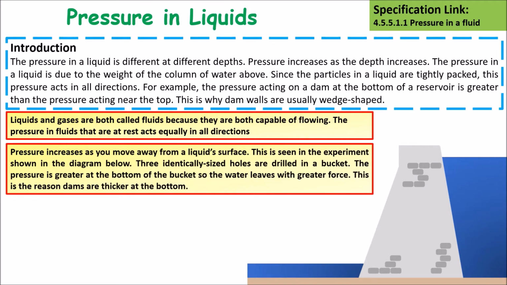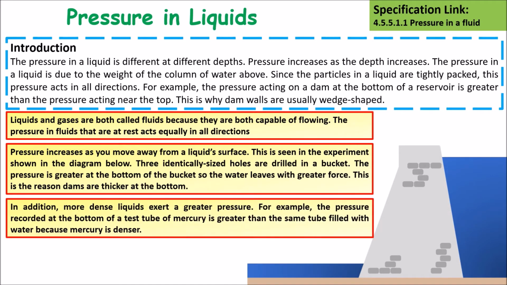Pressure increases as you move away from the liquid surface. This is seen in experiments where we make holes in buckets of water, and you can see that the pressure at the bottom of the bucket is higher than at the top. In addition, more dense liquids exert a greater pressure. For example, the pressure recorded at the bottom of a test tube of mercury is greater than in the same test tube filled with water, which is much less dense.